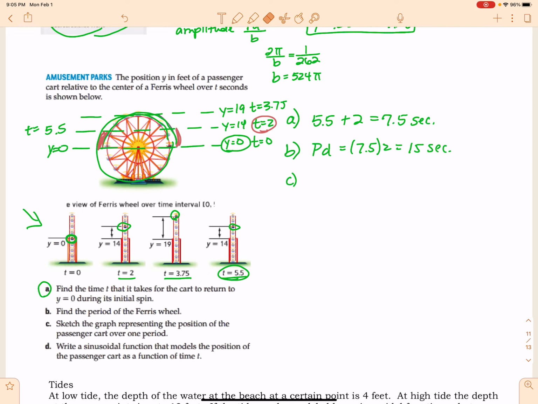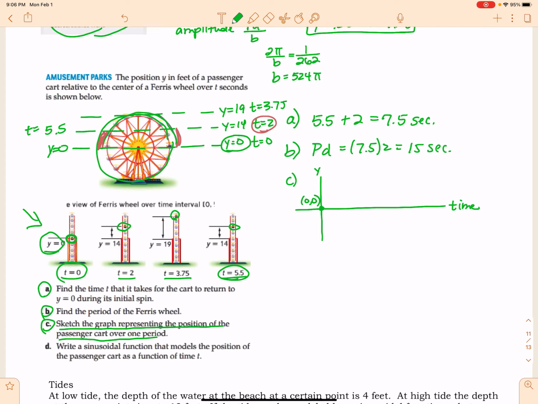C, we are going to sketch the graph representing the position of the passenger cart over one period. Okay, this is a sine function. So I am going to draw this right here. We start at 0, 0. How do you know, Miss Griggs? Well, at y equals 0, t equals 0. Are you with me? So this is the y-axis and this is time right here.